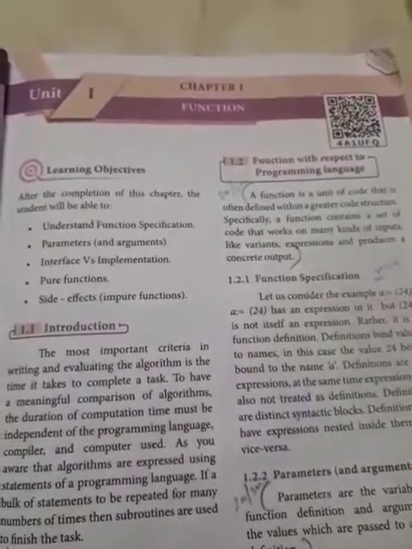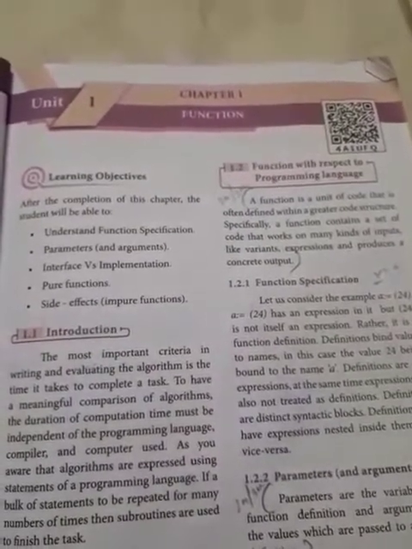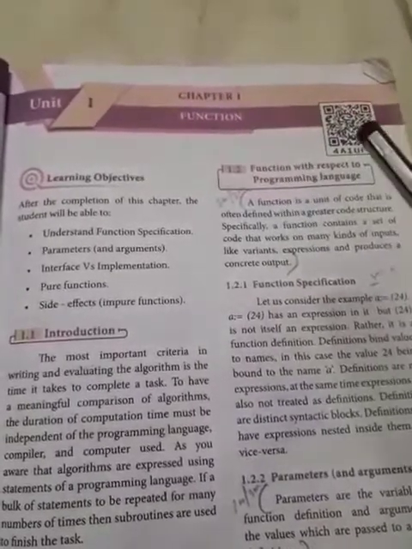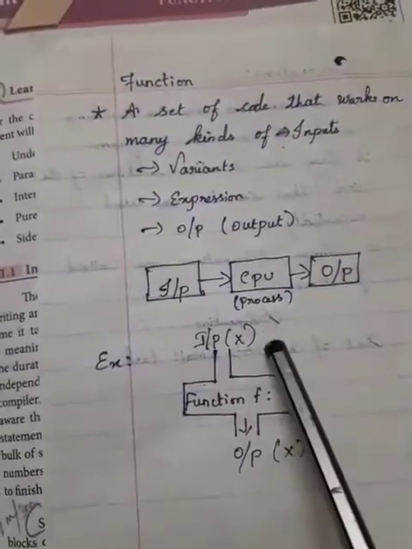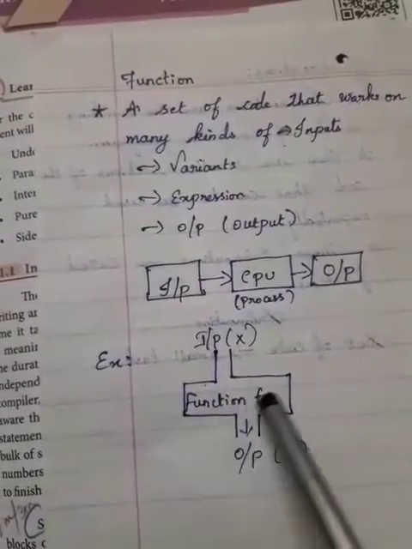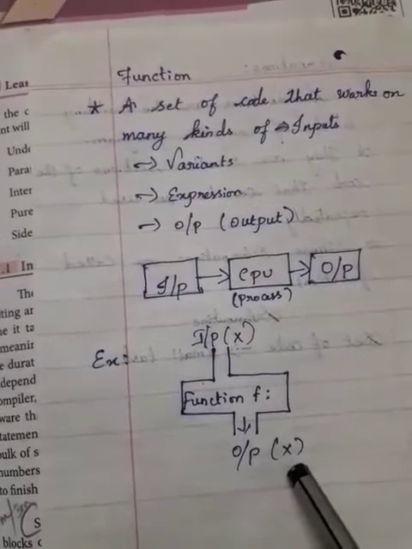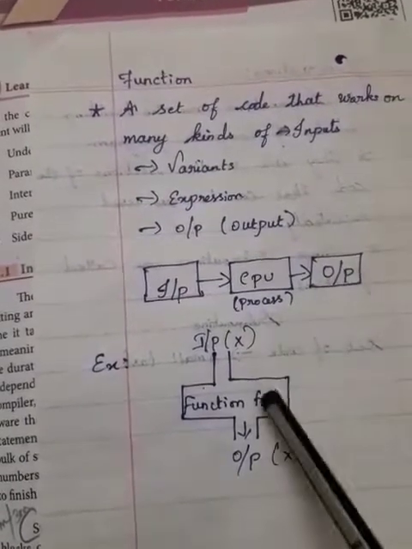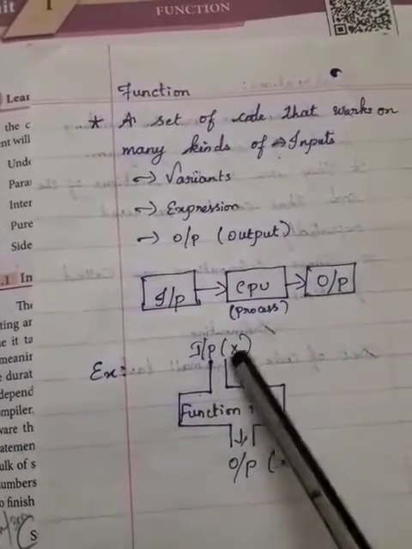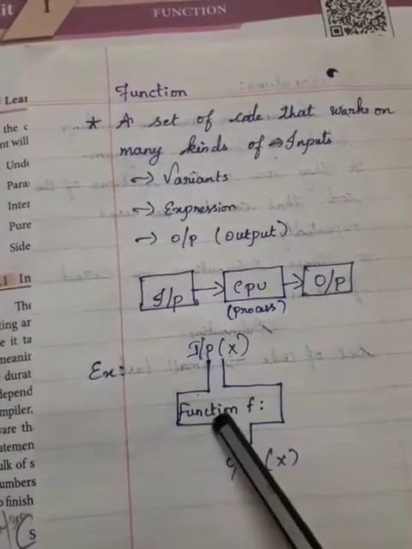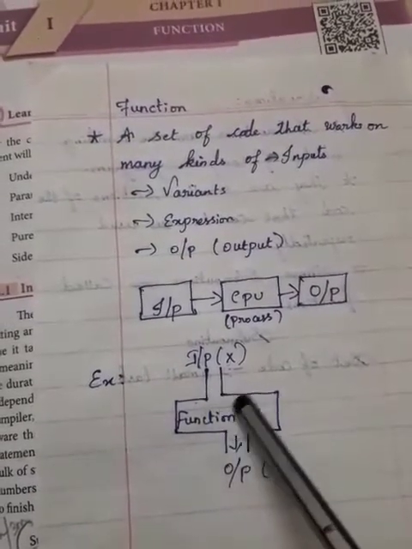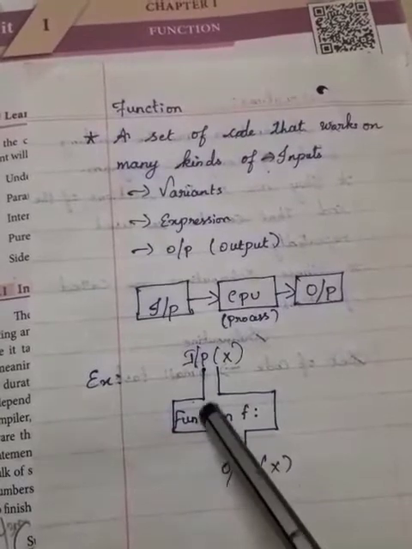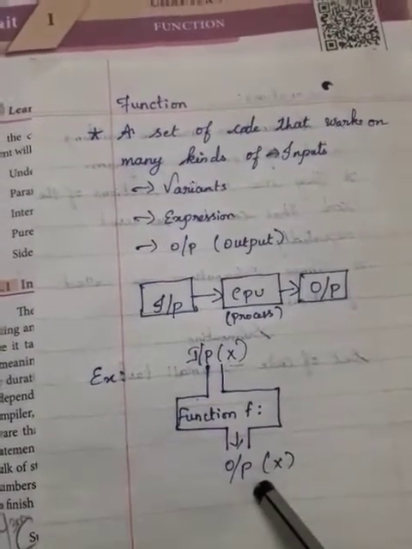What is function? Function contains a set of code that works on many kinds of inputs like variables, expressions and produces a concrete output. So yesterday I explained with the example. For input we assign x, the process is function f, and the output we get is f of x. So this is the function: the input is x, the processor is the function f. Given the input, it is processed, then it produces the output f of x.